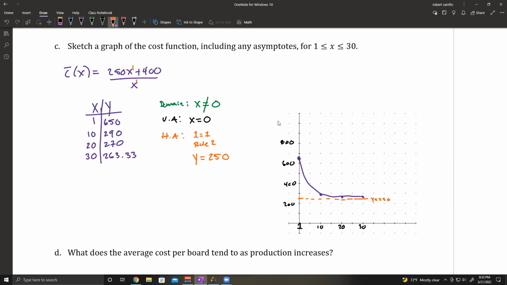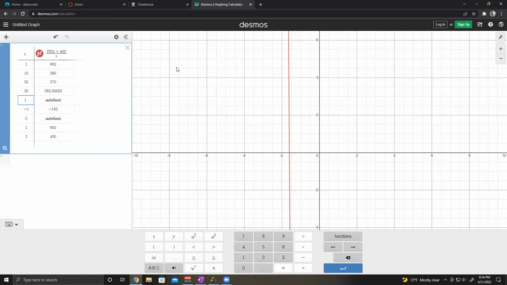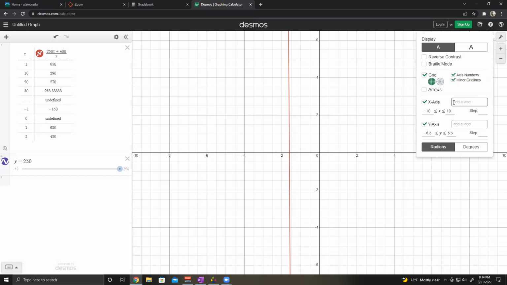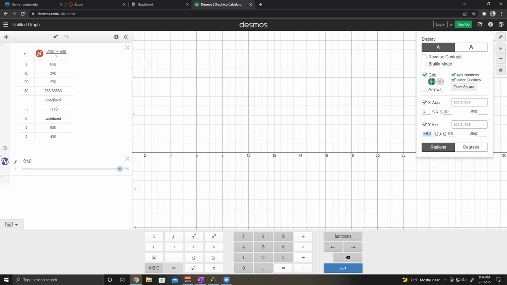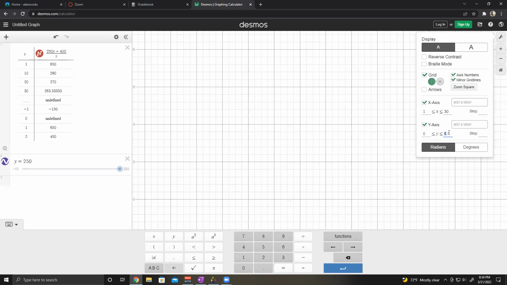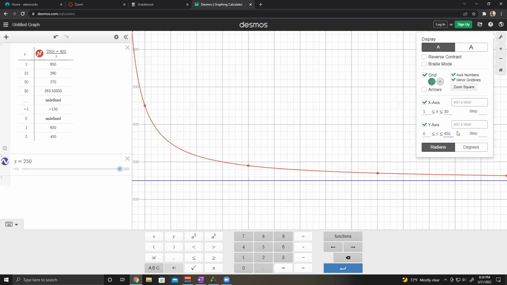Y equals 250. So if we keep increasing boards, my function's going to get really close to what number? 250. But will it ever touch it? No, right? So here's where I can bring up Desmos again. So watch this. So let me put our asymptote in there, y equals 250. And I need to make my graph accordingly. So we start at 1 and we end at 30. And my y values, we start at 0 and we go all the way to 650. Look at that, beautiful.